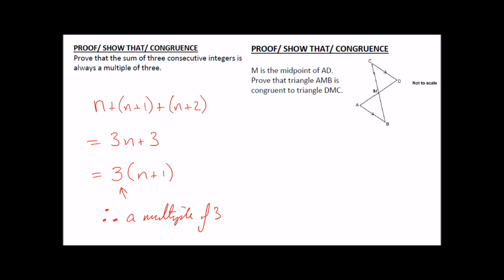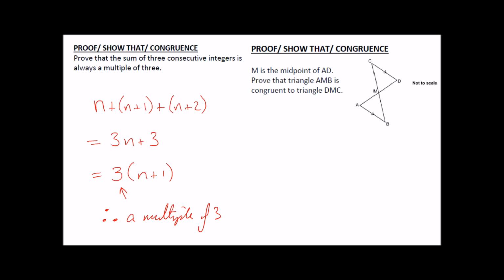Another area of proof is in shapes. So in this one, we're going to prove congruence. It says M is the midpoint of AD. Prove that triangle AMB is congruent to triangle DMC. Congruent means exactly the same. When we're proving congruence, we can show that the triangles are either SSS, so all 3 sides are the same, ASA, so you've got an angle, a side and an angle that are the same in each, SAS, so side angle side, or RHS, right angle hypotenuse side. So if it's a right angle triangle, you must have the hypotenuse and a side the same as well.